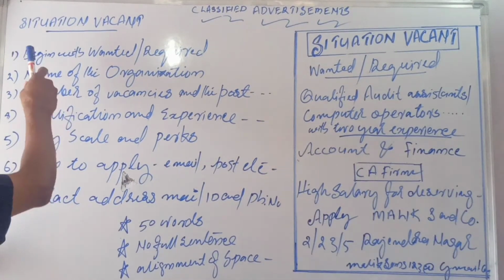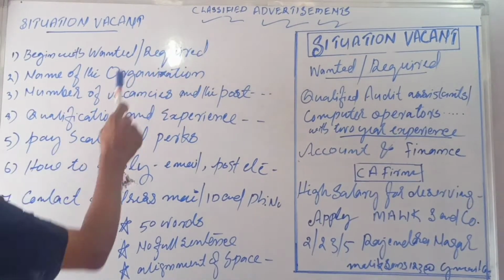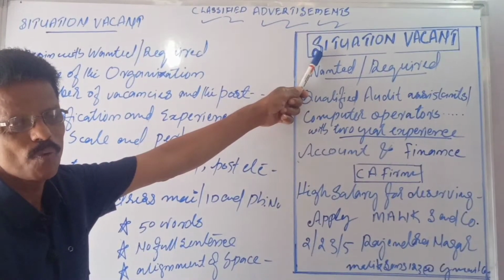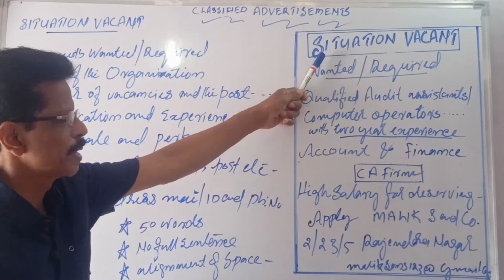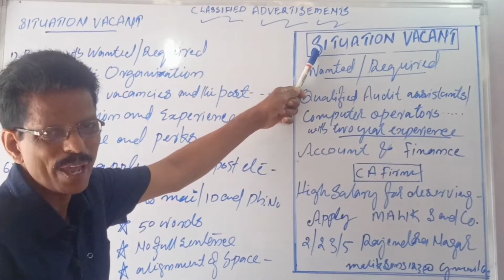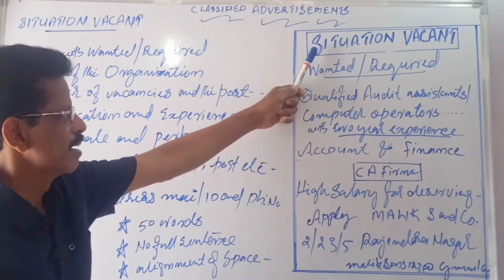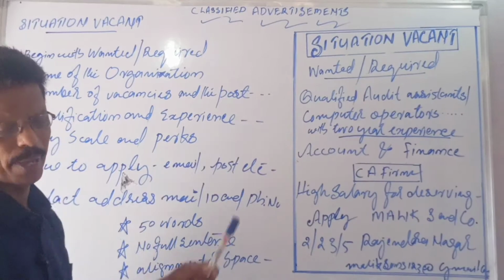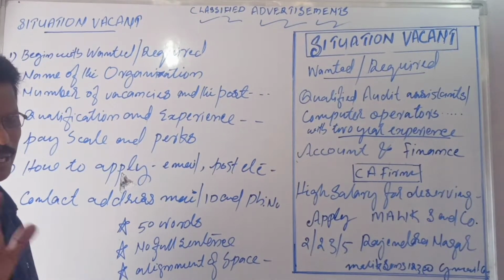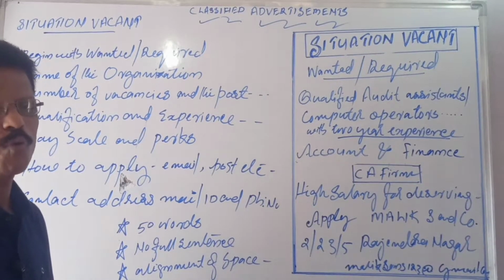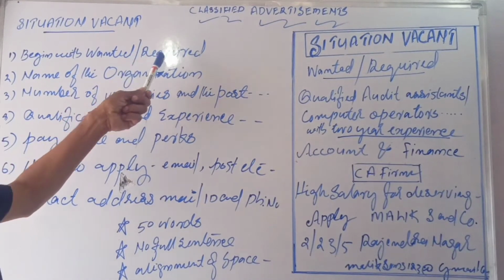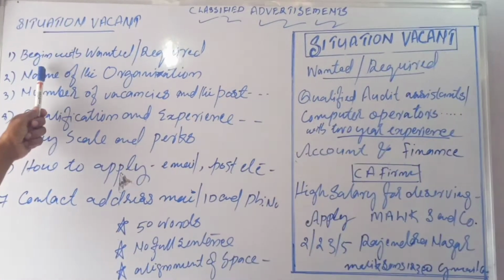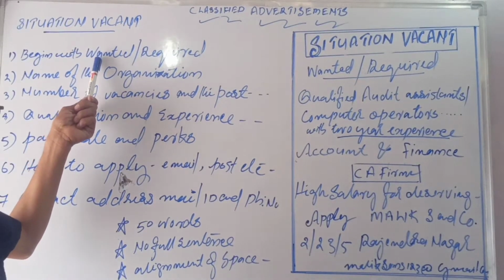Number one, begin with wanted or required. Before that, this should be in capital letters: situation vacant. So the first type of classified advertisement is situation vacant. After that you have to write wanted. Generally wanted; required also can be. Any one is enough, not both. Sometimes you find it will be required instead of wanted. I repeat once again, this should be in capital letters. Then you begin with wanted, or it can be required also.